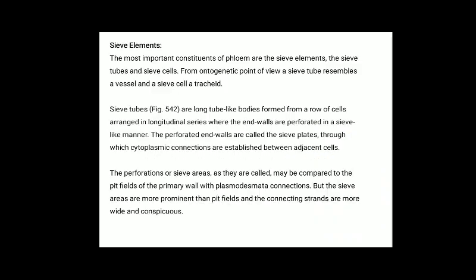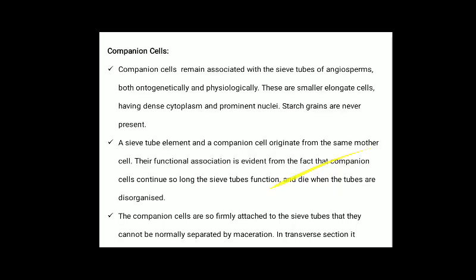First we see the sieve elements. The most important constituents of phloem are sieve elements, the sieve tubes and sieve cells. From the ontogenetic point of view, the sieve tube resembles a vessel and a sieve cell, a trachea. Sieve tubes are long tube-like bodies formed from a row of cells arranged in longitudinal series, where the end plates are perforated in a sieve-like manner. The perforated end walls are called sieve plates, through which cytoplasmic connections are established between adjacent cells.